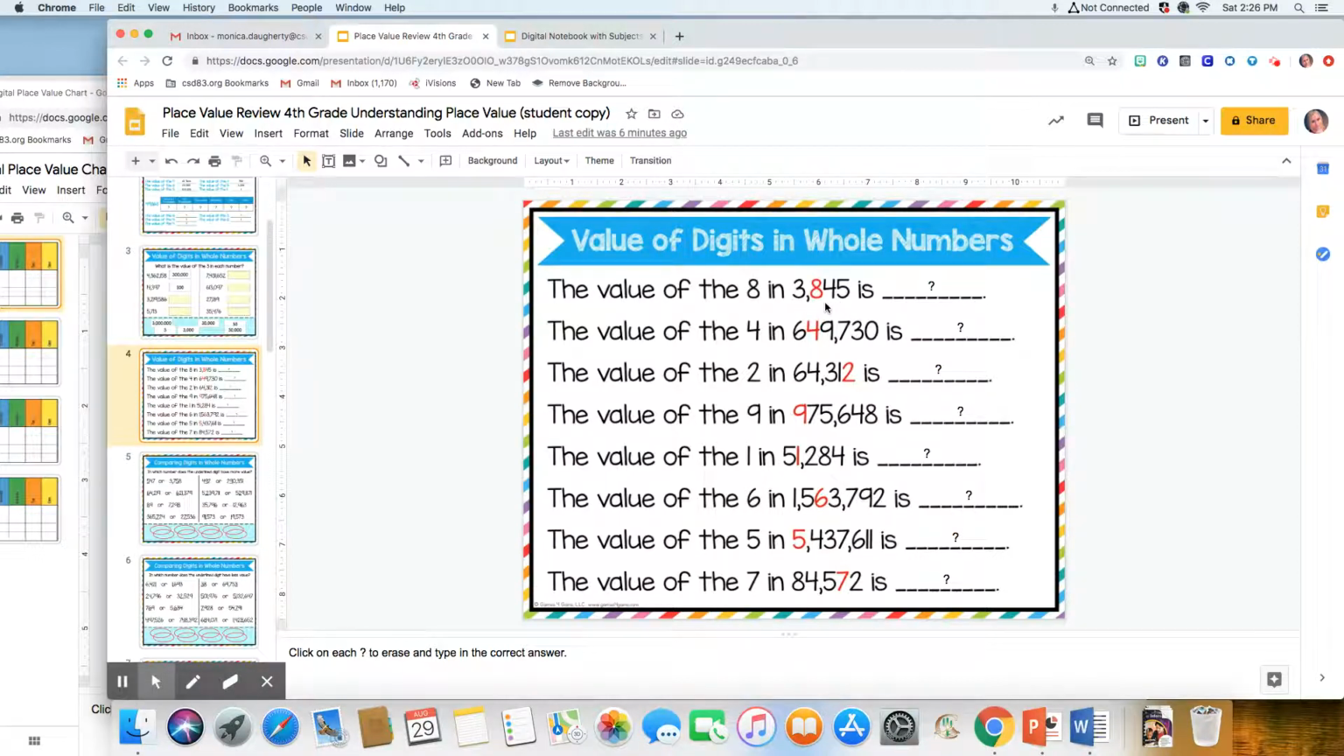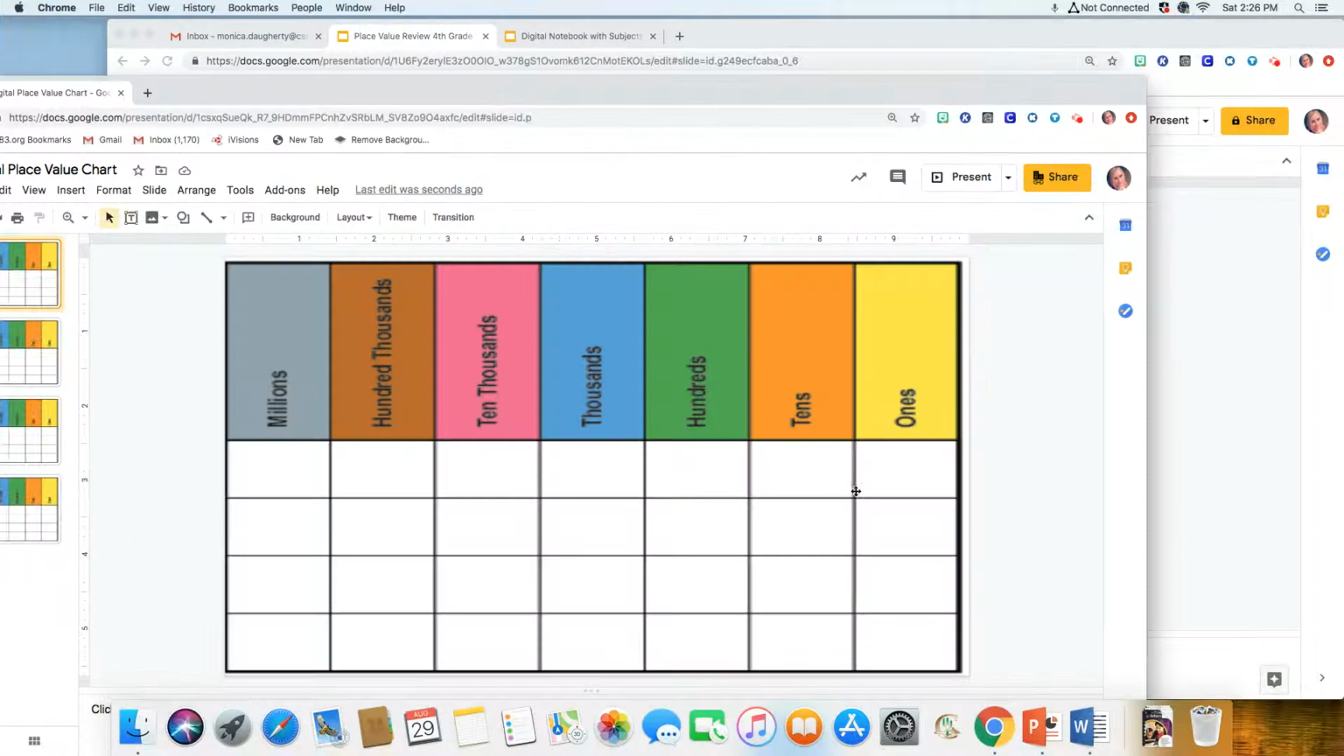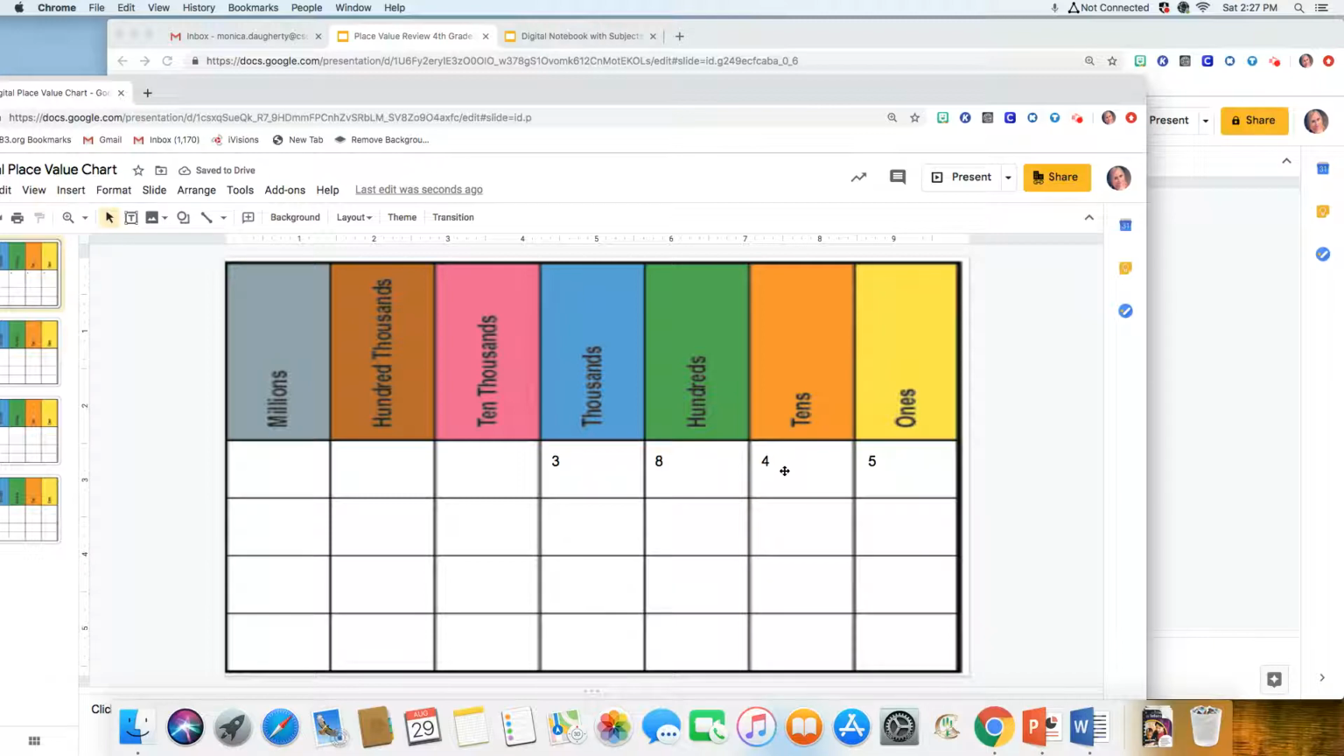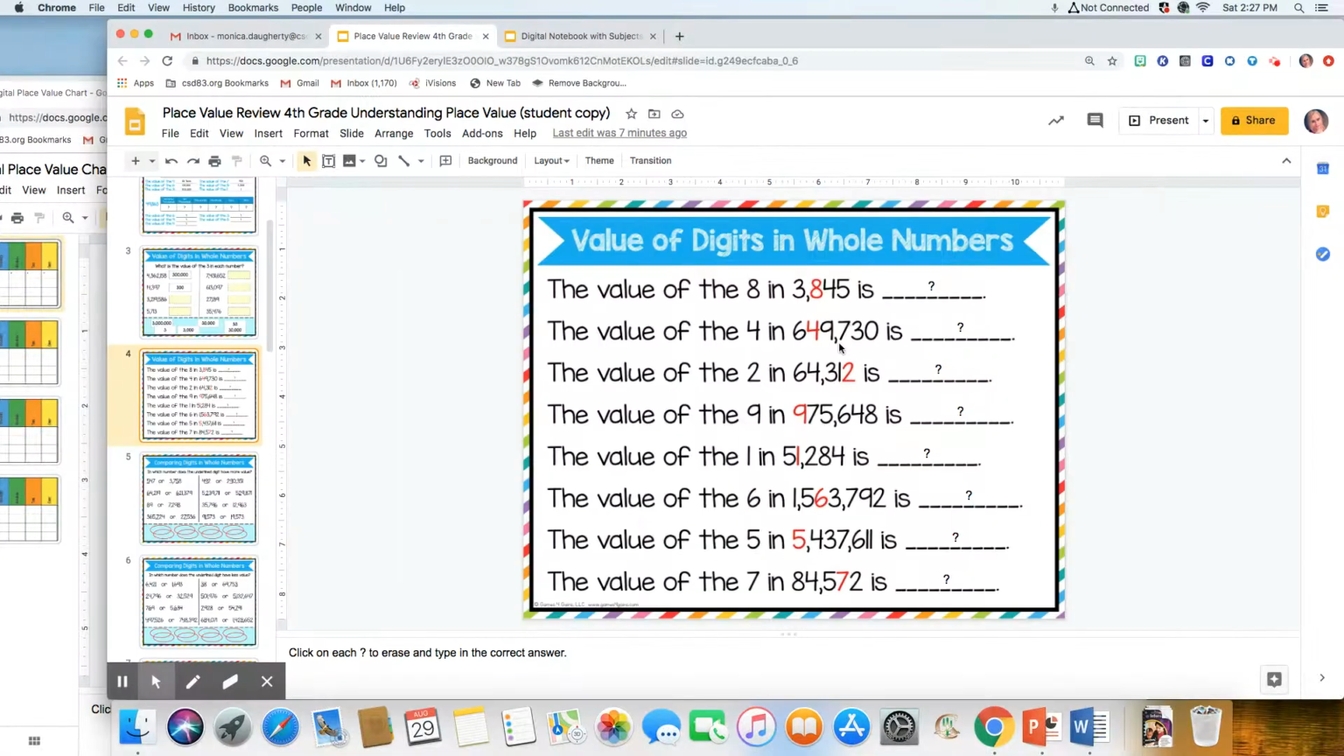We've got 3,845. I always start with my 1s. So I'm going to start with 5, then I'm going to move on to 4, then 8, and then 3. So we have 5, 4, 8, 3. So I read this as 3,845.